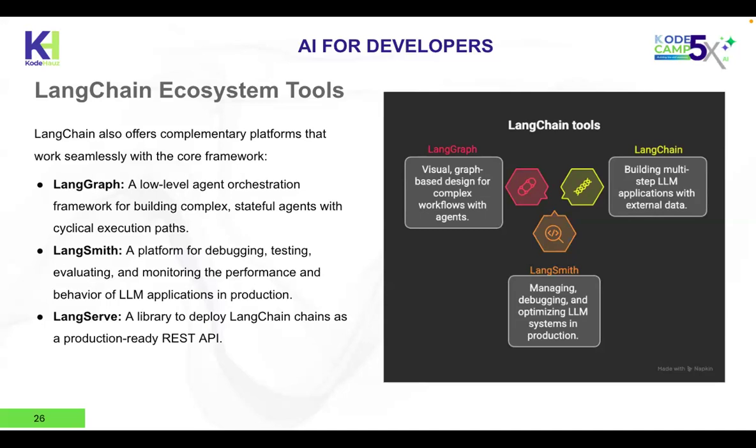So you use LangGraph. Then Langsmith is for debugging. It helps you to debug and test your code. It helps you to monitor performance and behavior of your LLM applications in production. Then LangServe is a library that allows you to deploy your LangChain chains as a production-ready API. So those are the additional tools. There are a bunch of others as well, but these are the few to look at.